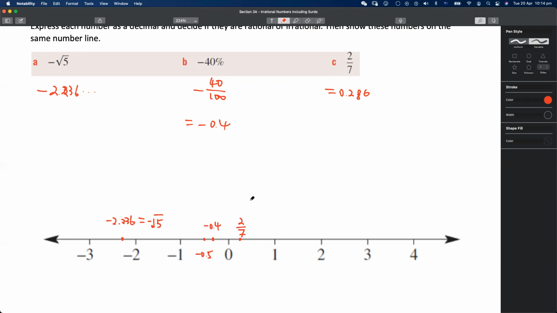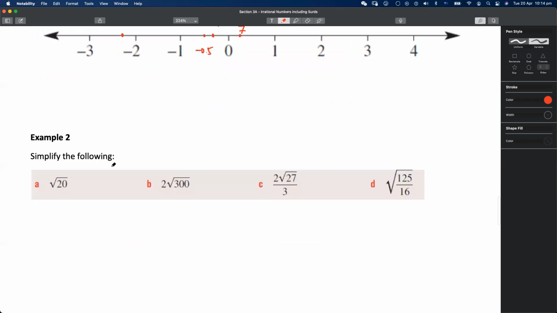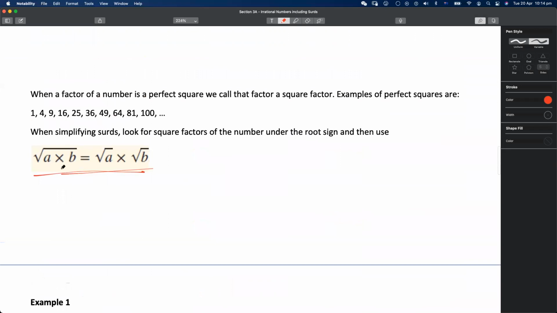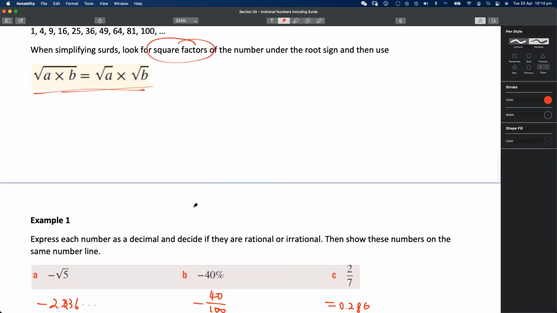Okay, let's give you a sense of how the numbers are related. Example 2, simplify the following. So remember the method we've suggested. You're going to identify what? Square factors. Okay, you're going to identify square factors.